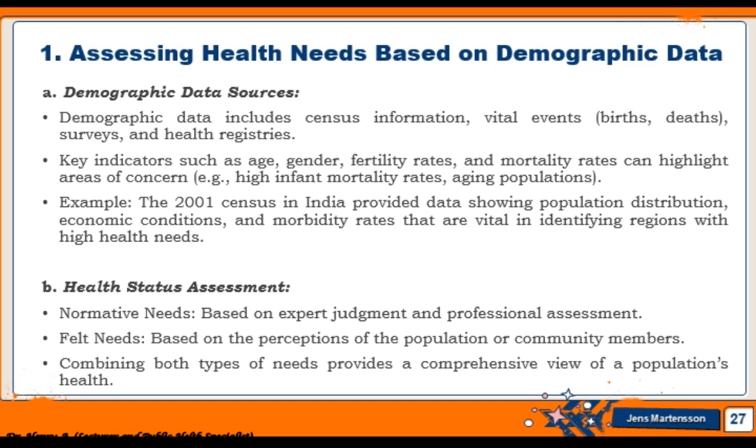Now this consists of information about births, deaths, marriages, and migrations, and they will help track demographic trends and identify the areas where health interventions might be necessary. For example, a high birth rate in a particular region may point to the need for maternal and child health programs. Let's see the third one, surveys and health registries.